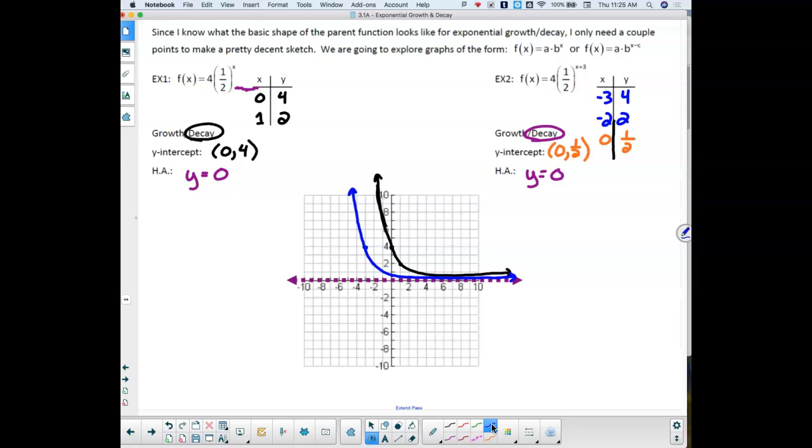So as you can see, we started with black, we went to blue, and it got shifted over to the left 3.